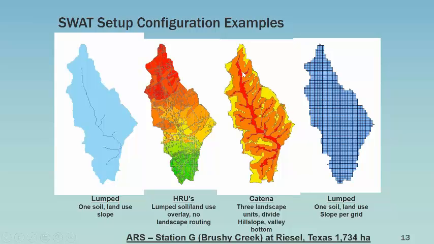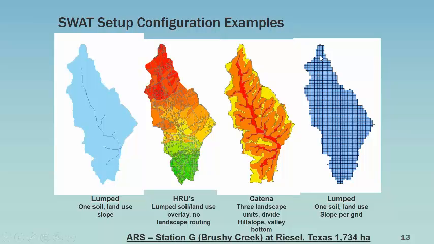Or you can do the landscape positions like the one I showed you in the previous slide, where the yellow regions are the divide areas, the orange are the hill slope, and the red areas are the floodplains, for example. So all the HRUs within that could be simulated separately, and then they interact accordingly, both at the surface and subsurface level. Or the last one is the gridded version actually.